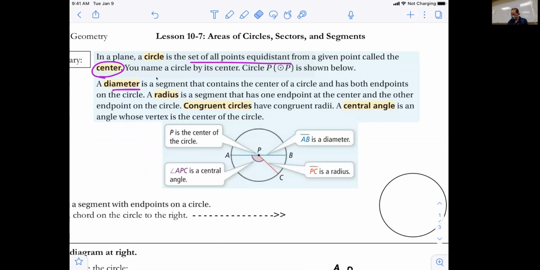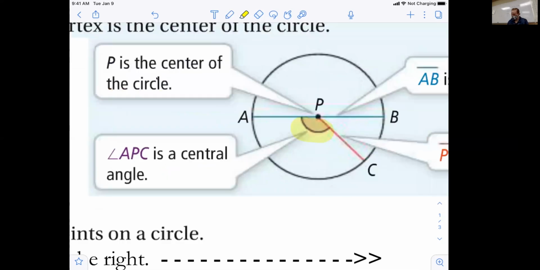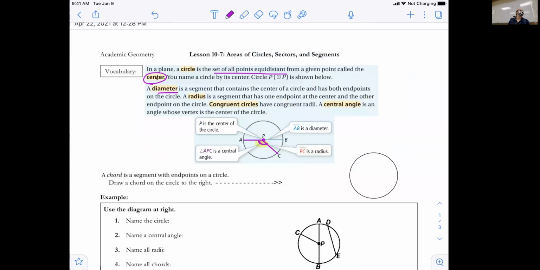Congruent circles have congruent radii, and the central angle is an angle whose vertex is the center of the circle. So my central angle is right here, and I think that's the newest piece of information, so I like to point it out. P is the center of my circle, AP is a radius, and PC is another radius. So my central angle comes between 2 radii that meet at the center. Everything else I think you've seen before. Any questions, any thoughts?